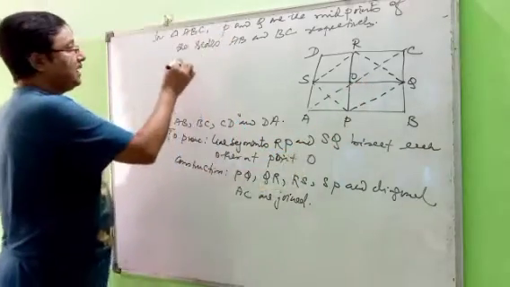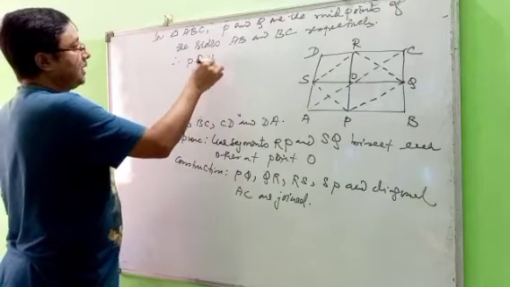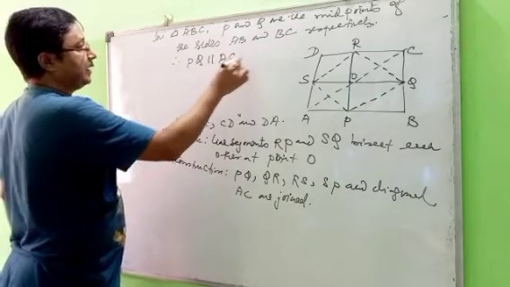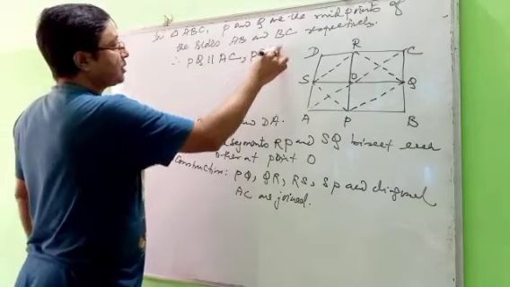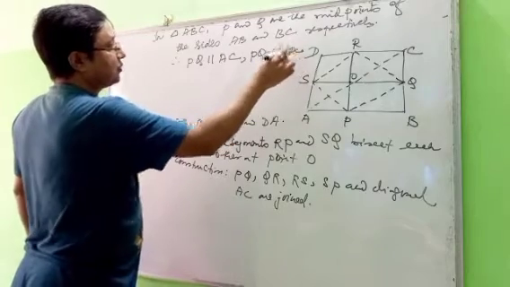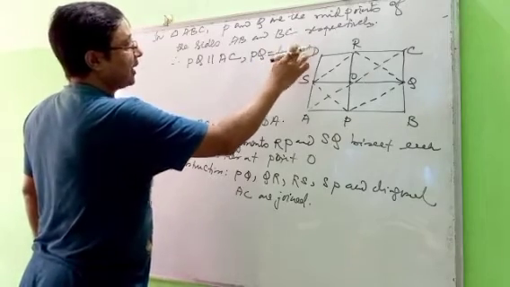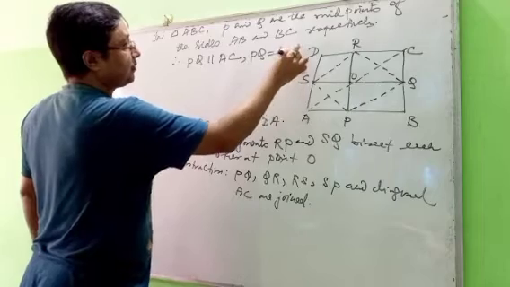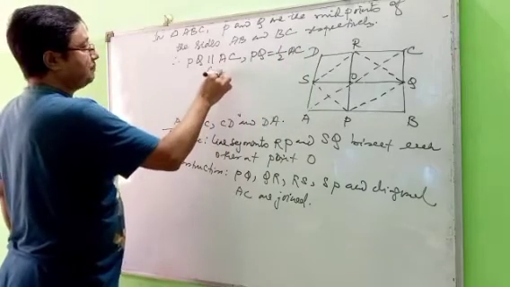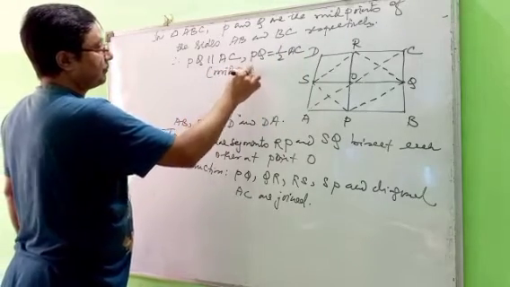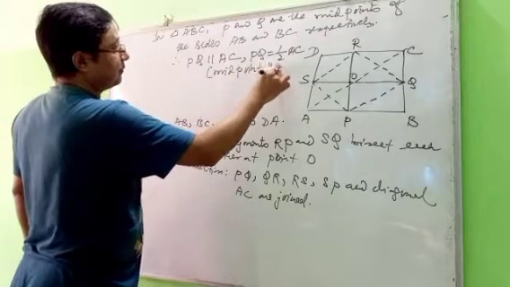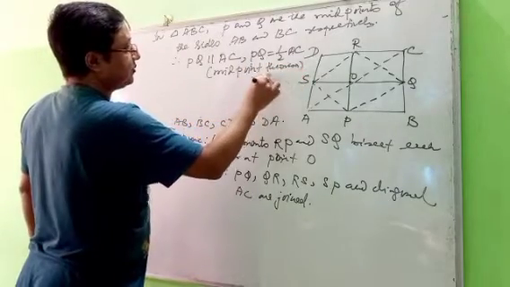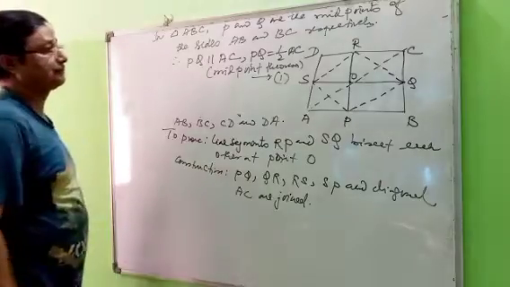So therefore PQ parallel to AC and then PQ equals to half of AC. So this one you have got by the midpoint theorem. So this is by the midpoint theorem. This will be taken as 1.